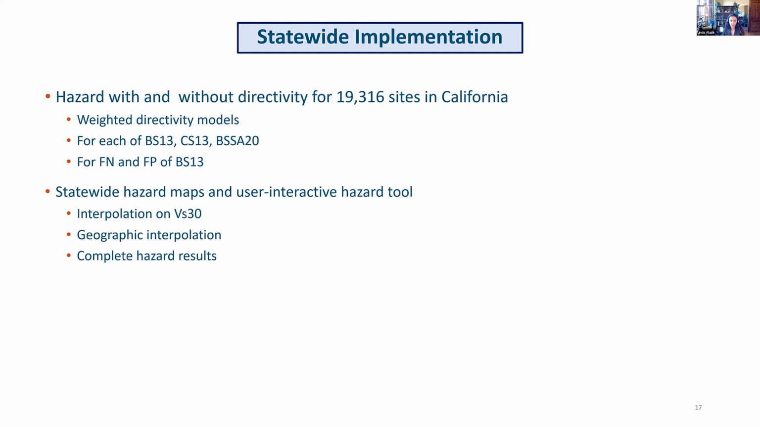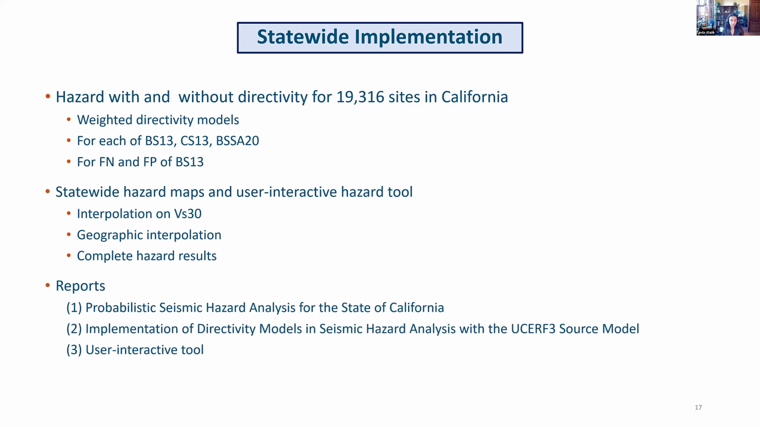But essentially, we have maps, we have a user interactive tool that allows the user to really calculate the hazard at any site for any VS30 value. And we have a series of 3 reports. First describes the implementation of just the hazard calculation, basically without directivity. Second report details everything about the directivity implementation and results in the hazard analysis. And then the third report documents the generation of the maps and the user interactive tool. And that's it. Thank you.